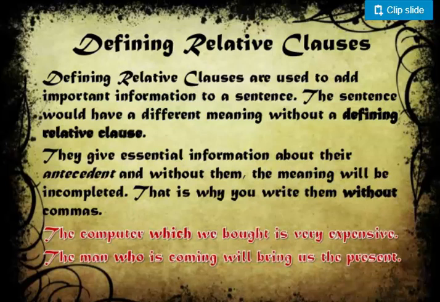In the non-defining clause we learned that even if we don't use that part of the sentence, the meaning is still conveyed. But in the defining relative clause, unless the important information is given, the meaning of the sentence becomes different. It gives a different meaning without a defining relative clause. They give essential information about their antecedents. Without them, the meaning will be incomplete. That is why you write them without commas.